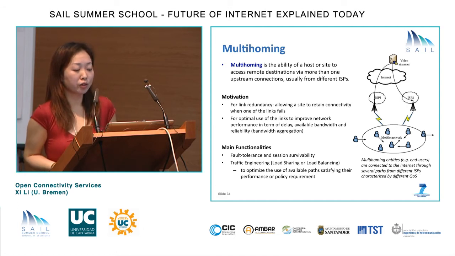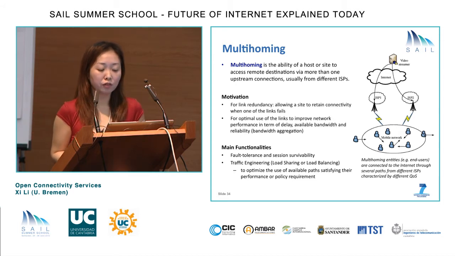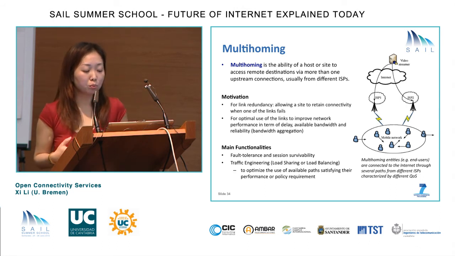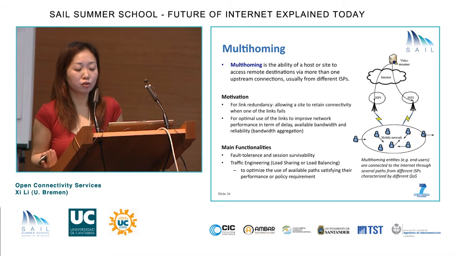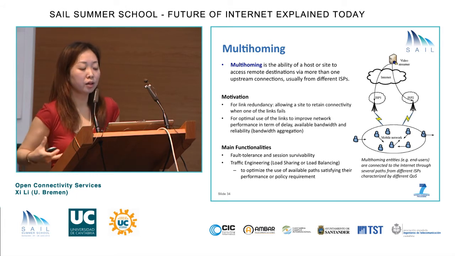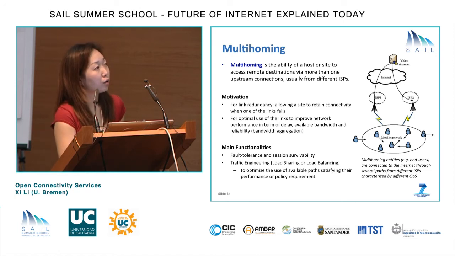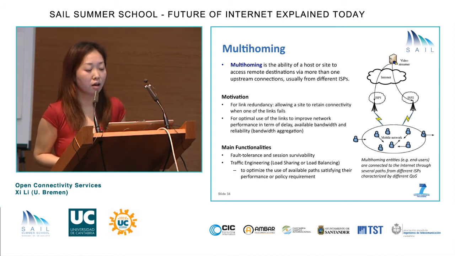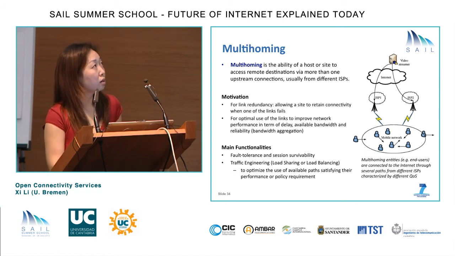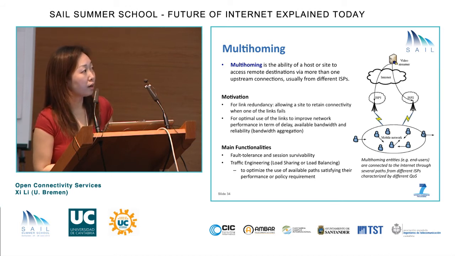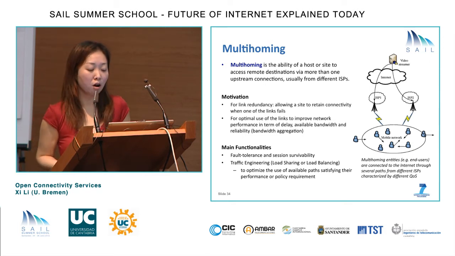But also, you can use multi-homing to optimize use of the available access links in order to improve the overall network performance, in terms of higher throughput, because you can have the bandwidth aggregate when you're using the bandwidth of both connections. So that's the main reason we are using multi-homing, and accordingly, multi-homing will define the functionalities to handle failure and session survivability, and traffic engineering in terms of load sharing or load balancing.